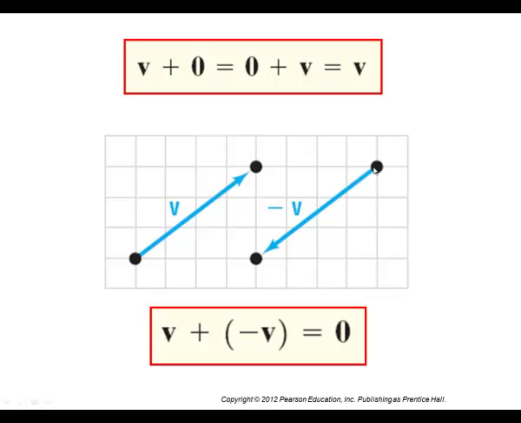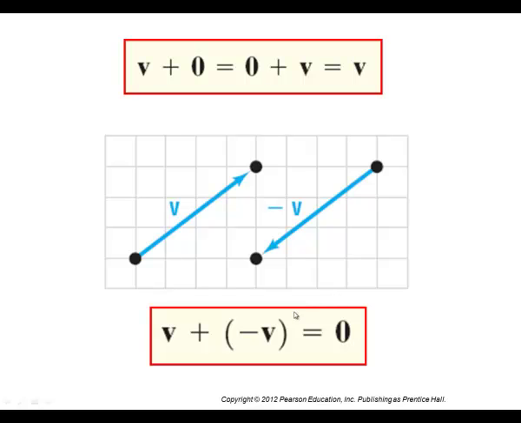Here the initial point is to the right and up, and the terminal point is down and to the left. So here we've gone 3 down and 4 to the left. So this would be a negative vector v. And so if we were to take the two vectors and add them together, positive v plus a negative vector v, you can see that the two vectors cancel out.